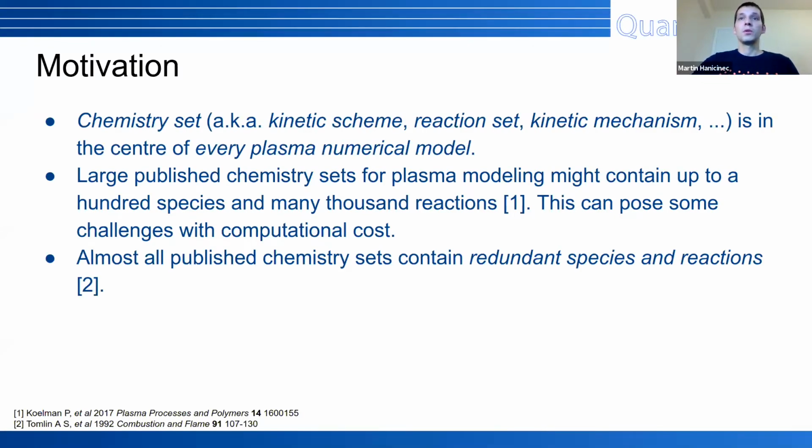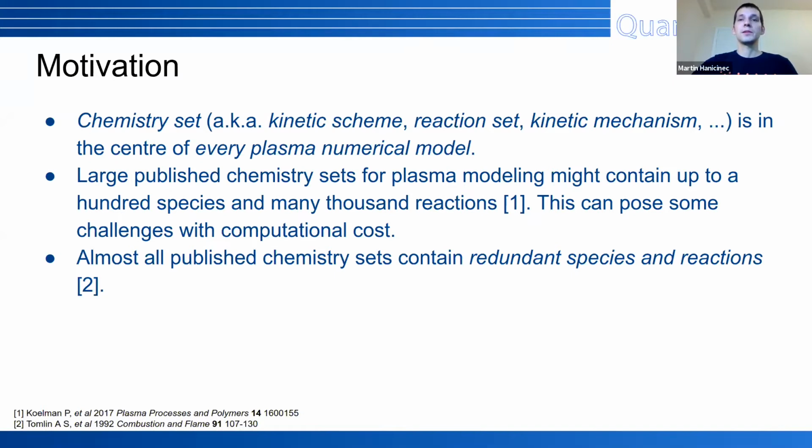So I thought I would start with a little motivation for the presented work. As you know, and as Sebastian told you already, no matter what dimensionality your numerical model of plasma has, or what underlying physics the model is capturing, pretty much every model is centered about the chemistry set, or it might be called a kinetic scheme, reaction set, kinetic mechanism. The nomenclature is not very well united. But anyway, these chemistry sets are nothing more than a set of reactions between species tracked explicitly by the model, and kinetic data assigned to every reaction.